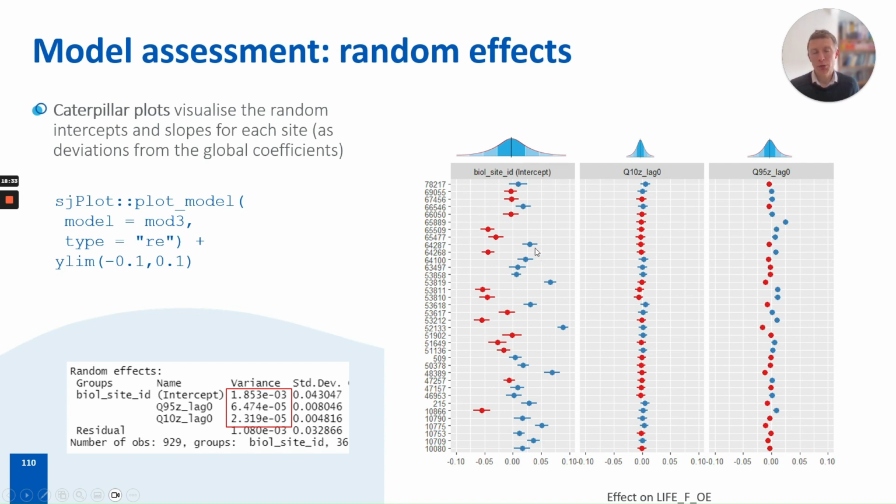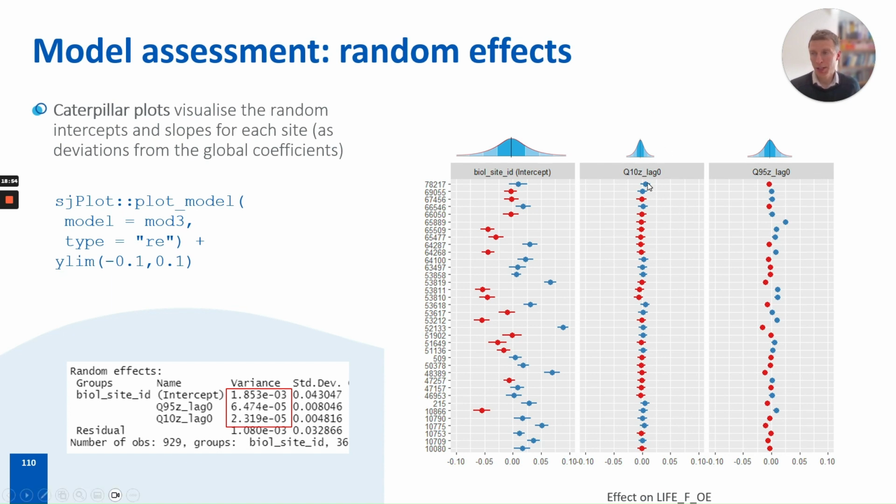The points in blue pick out those sites where the random intercept is greater than 0. So these sites have a higher than normal life-OE ratio compared to the other sites in the data set. And conversely, the red points pick out the sites with lower than usual life-OE ratios.